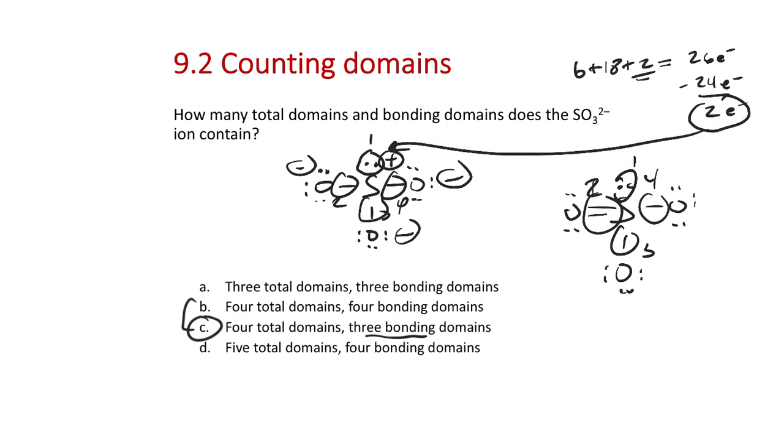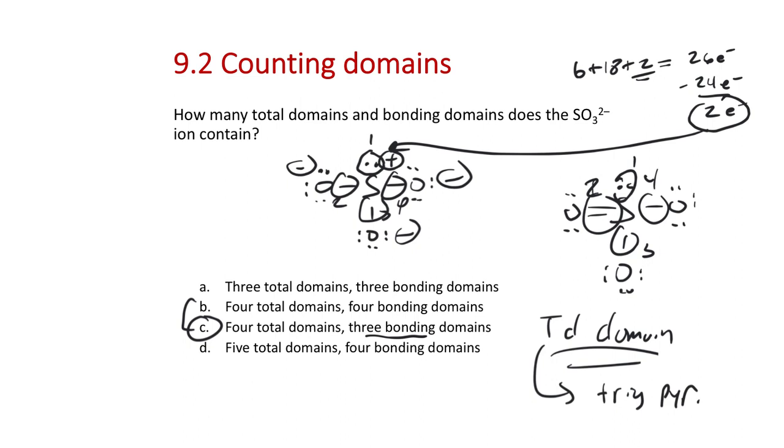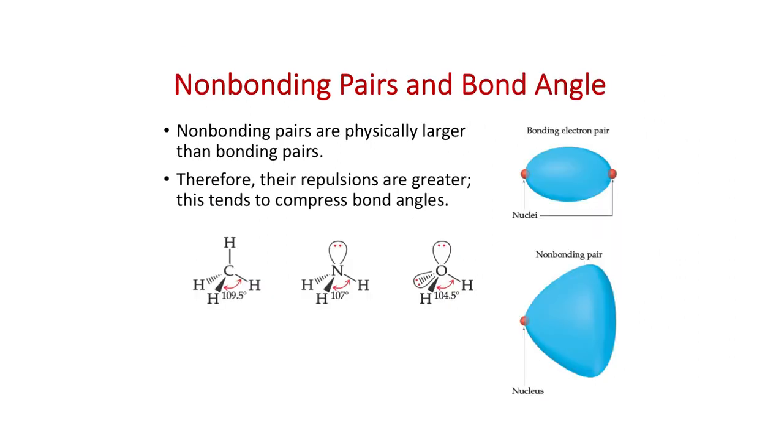So 4 total domains, 3 non-bonding. So then the shape of this molecule should be tetrahedral domain. That just means all those electron domains fit into tetrahedral, and then one of them's non-bonding, so that fits into trigonal pyramidal. So we can start to think of the shape this molecule would look like by factoring in what tetrahedral looks like and just replacing one of the spots with the lone pair, the others with the oxygen atoms.